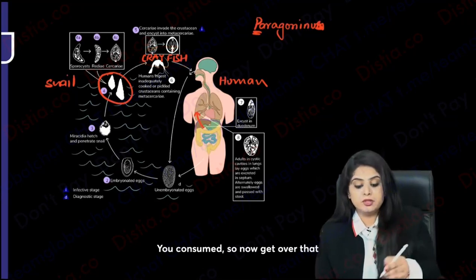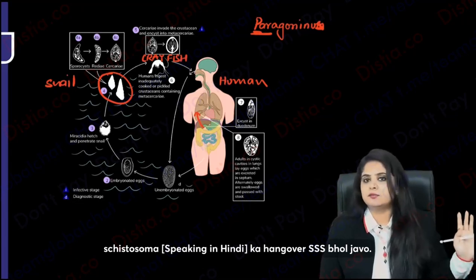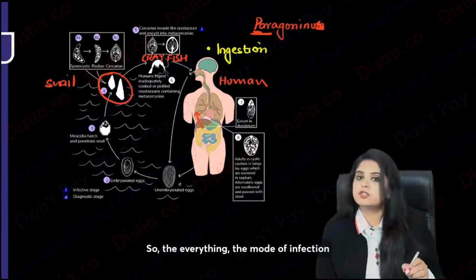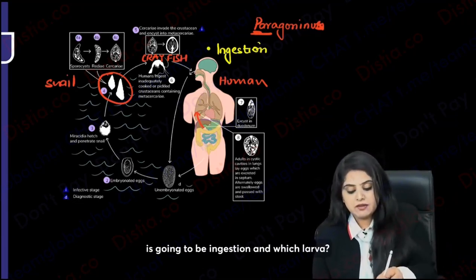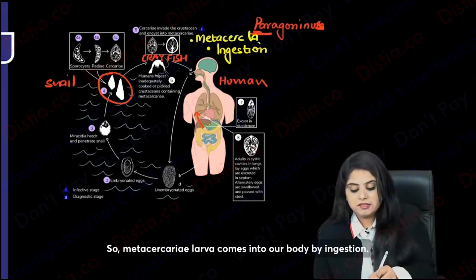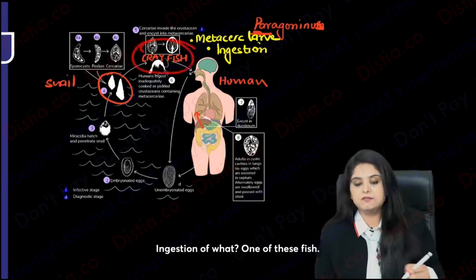So what am I saying? You consumed, because now get over that schistosoma hangover. Forget SSS. Come to the normal things. Okay, so the mode of infection is going to be ingestion. And which larva? Now everywhere it is going to be no S. Now it's going to be the metacercaria larva that is going to come. So the metacercaria larva comes into our body by ingestion. Ingestion of what? One of these fish.